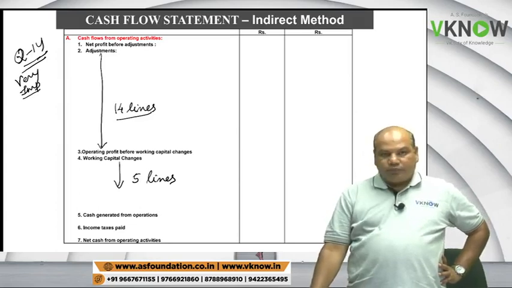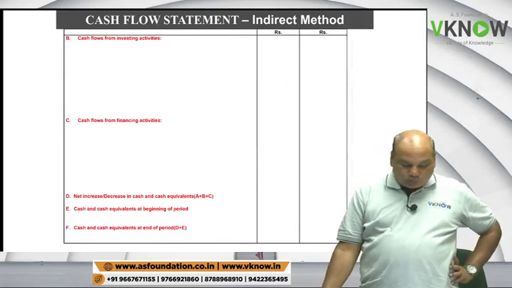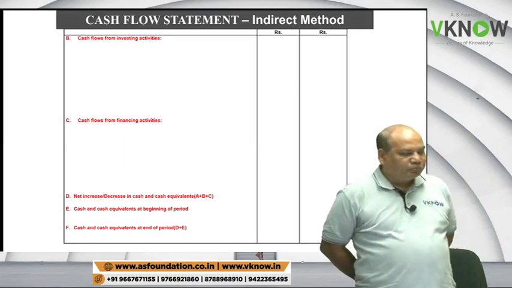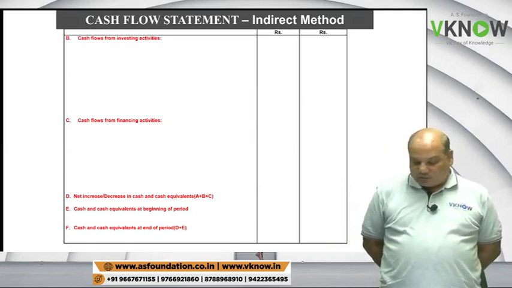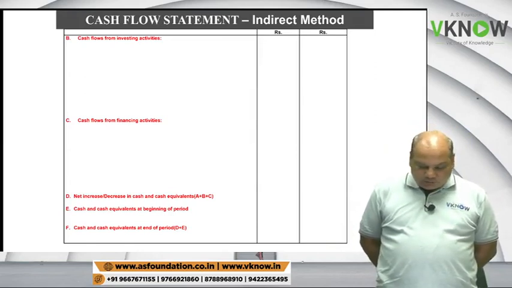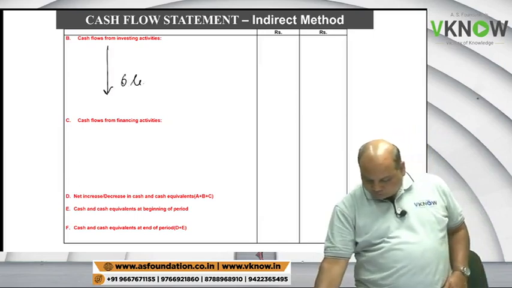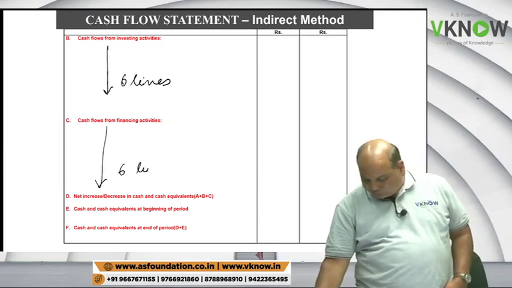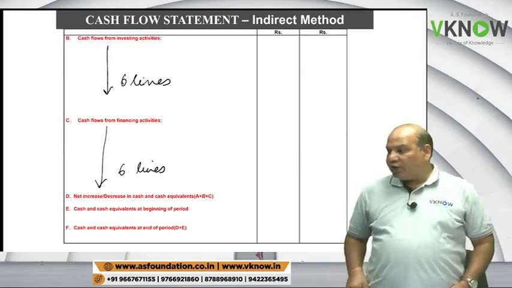After that, you write down point number B, cash flow from investing activities. 6 lines blank. Then point C, cash flow from financing activities. 6 lines blank.